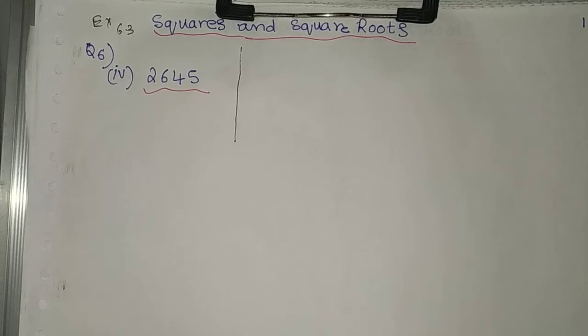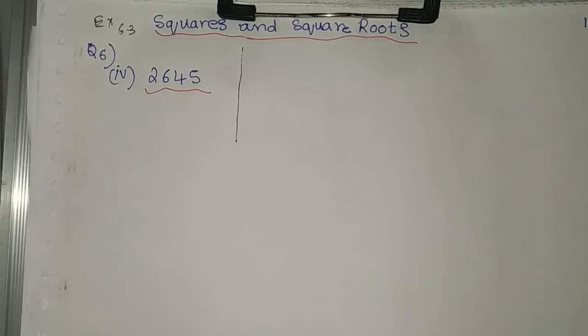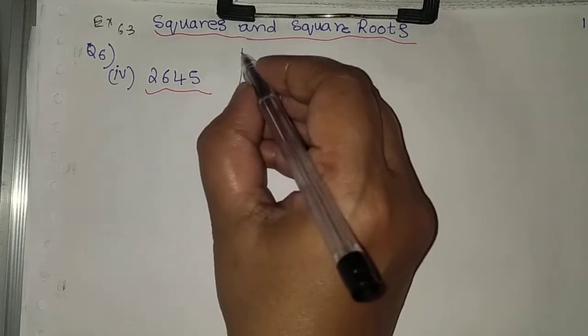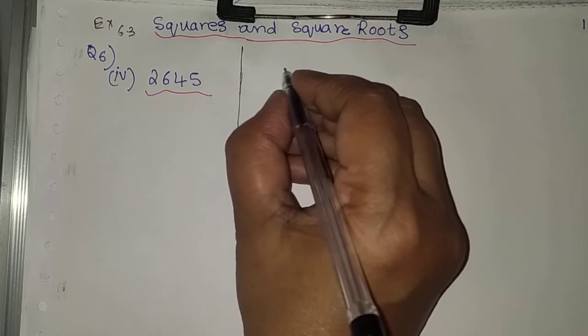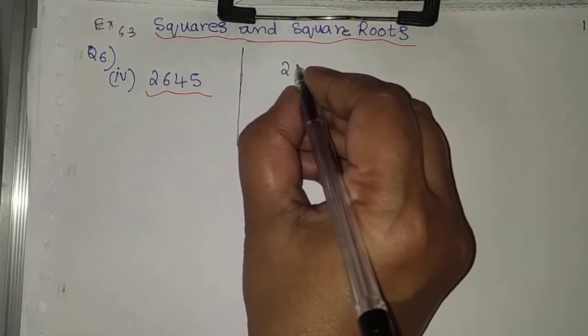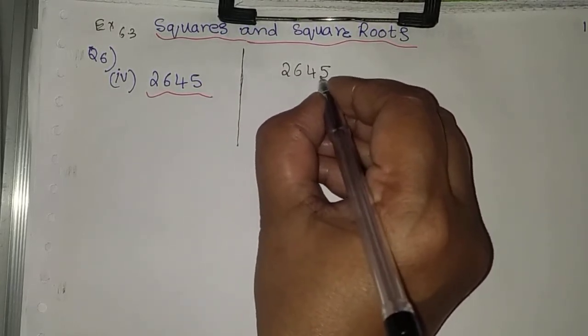Welcome back, students. Let us continue the squares and square root chapter, exercise 6.3, problem 6. Until now we have solved 3 problems. I'll continue with the 4th problem. Here the problem given is 2645. First we'll factorize the number 2645.